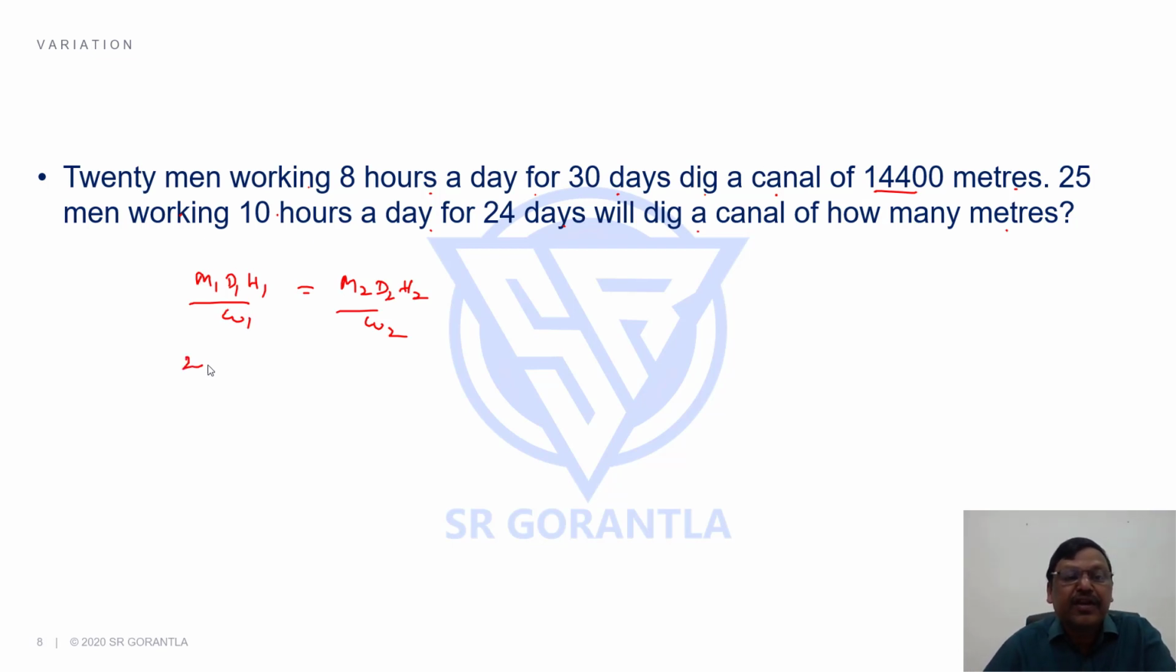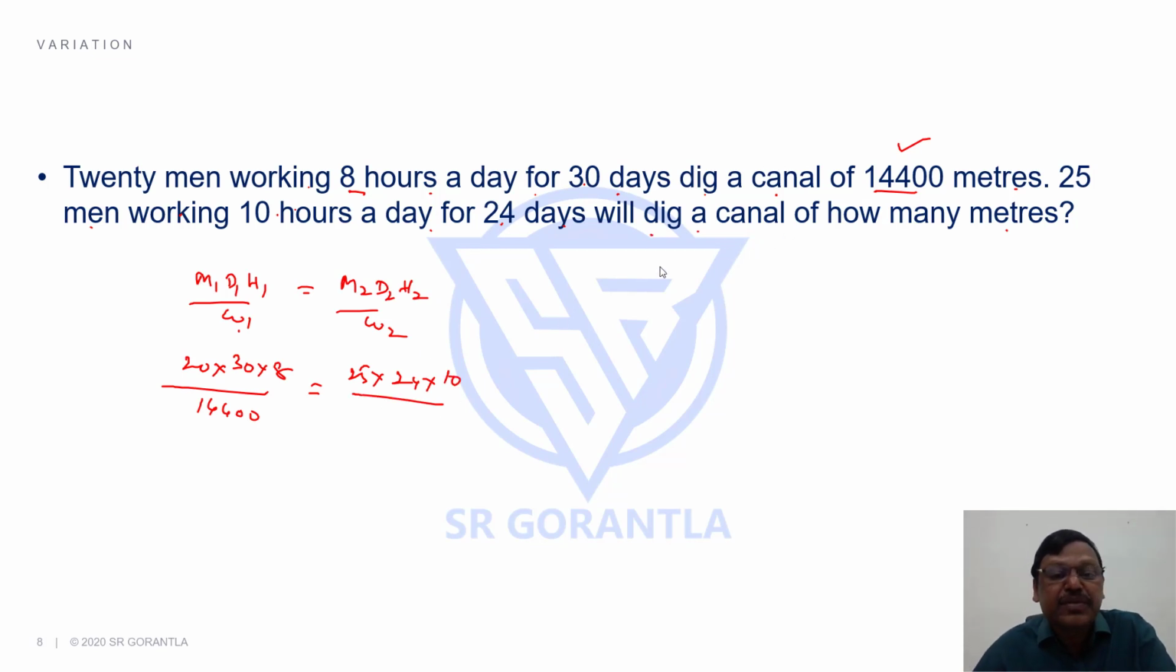First case, 20 men. They're working for 30 days, working 8 hours a day. How much work do they do? They do 14,400 meters of canal. Second case, 25 men. How many days? 24 days. Working how many hours a day? 10 hours a day. Will dig a canal of how many meters, meaning how much work they can do. We have to find this.